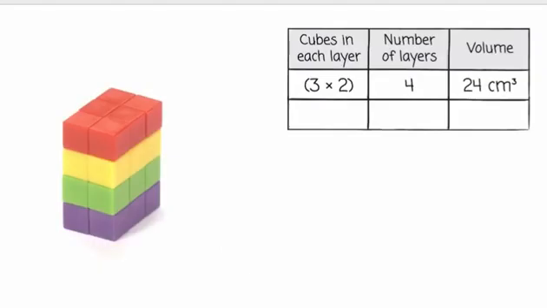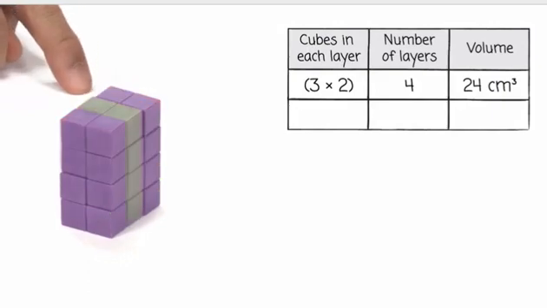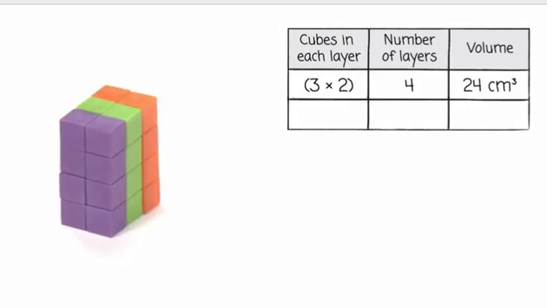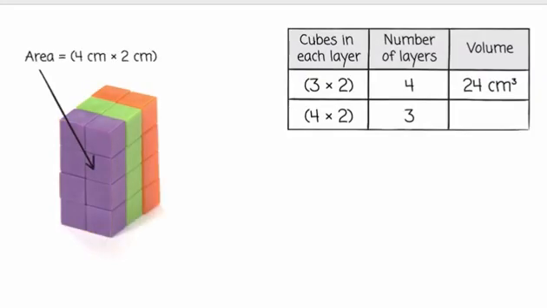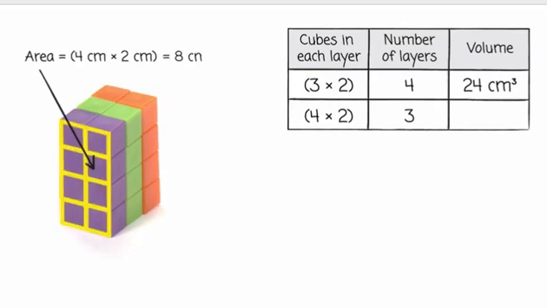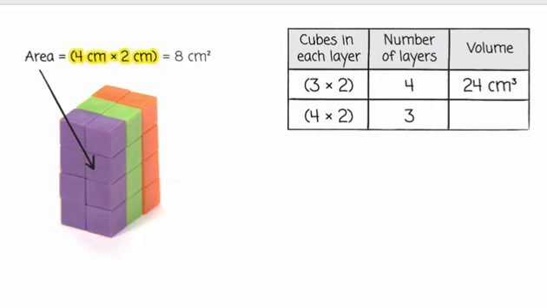Let's look at the layers a different way. Now, each layer is 4 cubes by 2 cubes, and there are 3 layers. We know that the face of each cube is 1 square centimeter, and there are 8 cubes that make up this face of the prism. Write a multiplication expression we can use to find the area of this face. The area of this face is 4 centimeters times 2 centimeters. We know that's 8 square centimeters, but I'm going to leave it as 4 centimeters times 2 centimeters for now.